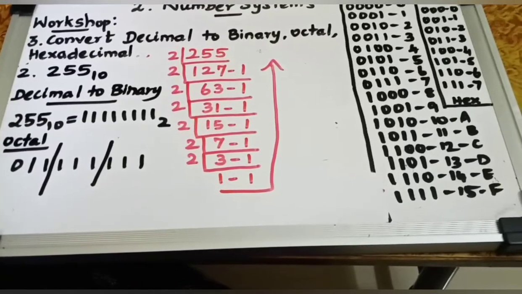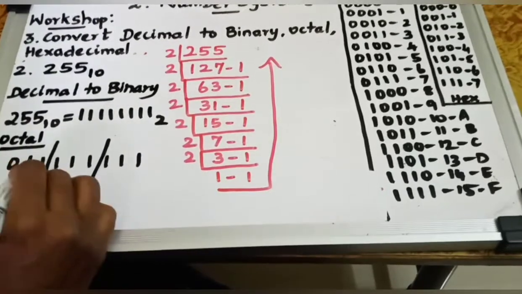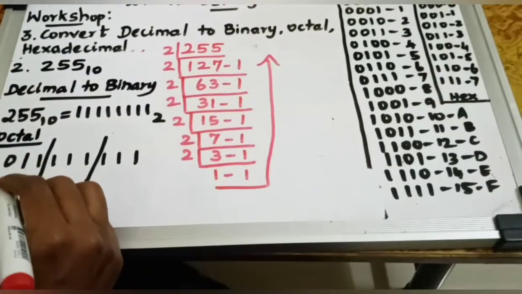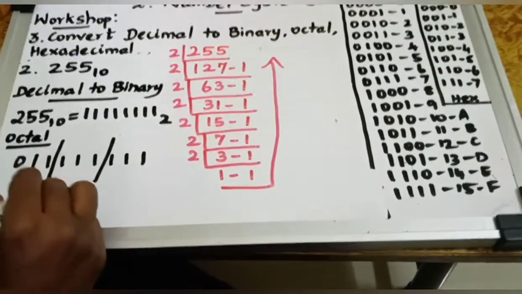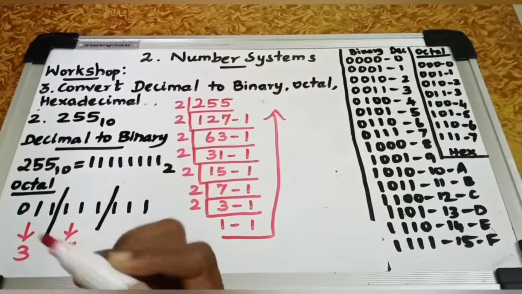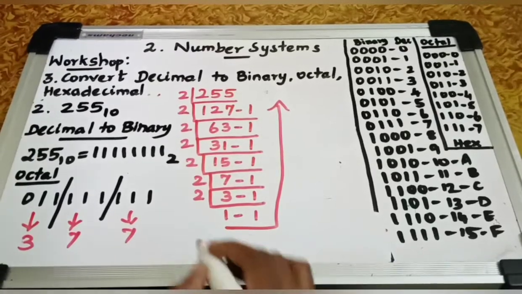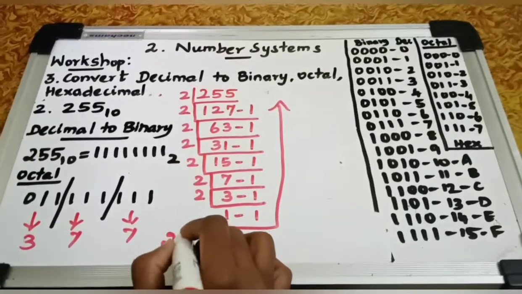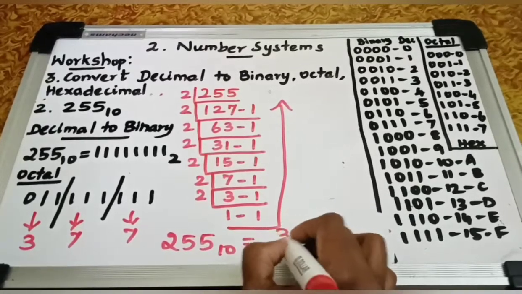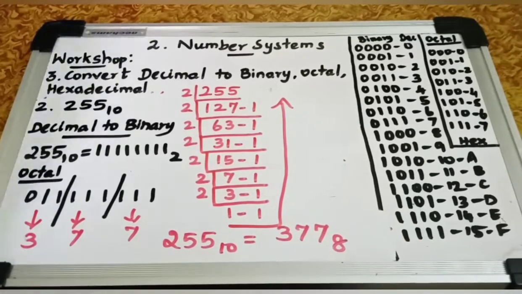So to find the equivalent octal value: 011, what is the octal value for 011? The answer is 3. What is the value for 111? The answer is 7. Then again 111, the answer is 7. So the octal value for 255 is 377 base 8. So this is octal.